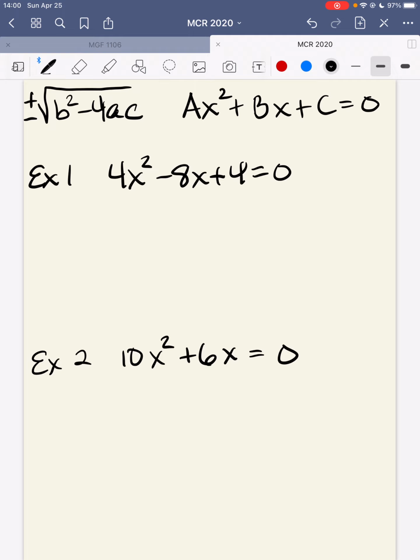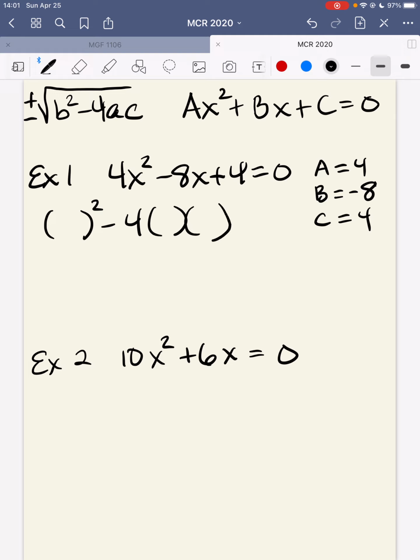So example 1, my A is equal to 4. My B is equal to, a sign goes with it, so it's negative 8. And my C is equal to 4. And I'm going to go ahead and create a skeleton of my B squared minus 4AC, without the root, because I don't need that right now. And I'm going to go ahead and place my numbers. So my B is negative 8. My A is 4. And my C is 4.